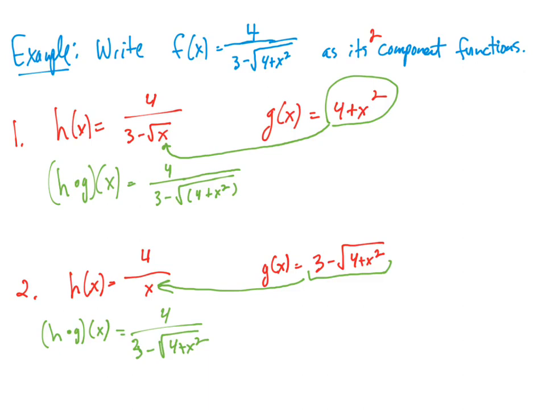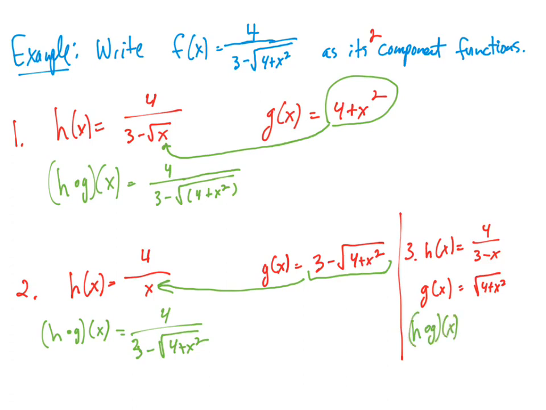And I actually even think there's a third option. If we did h of x is equal to 4 divided by 3 minus x, and then g of x is the square root function, the square root of 4 plus x squared. Then h circle g of x would mean this g function is going in right here, and that would give us the f function.